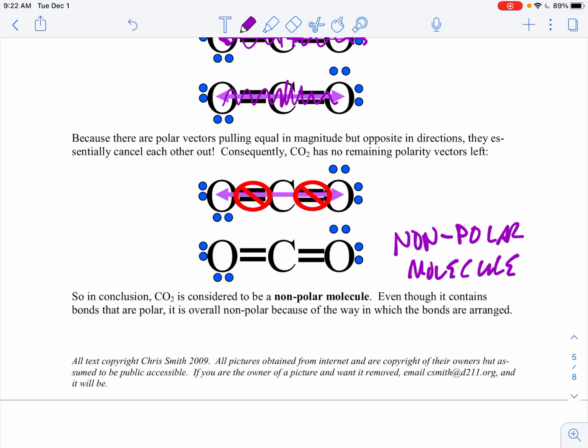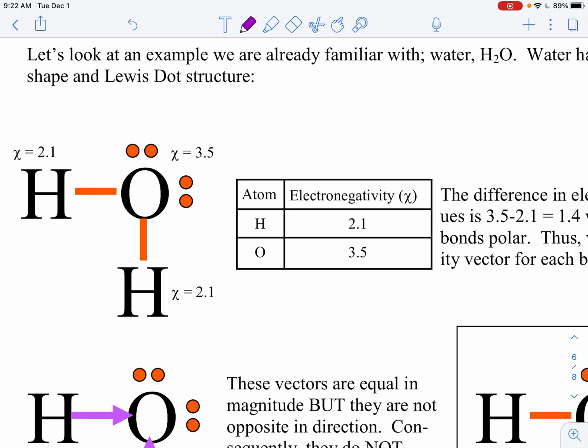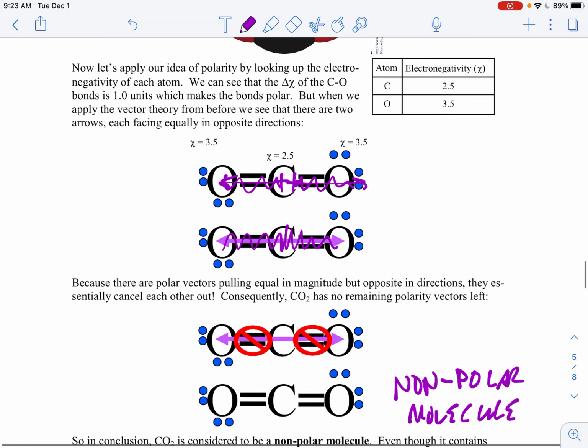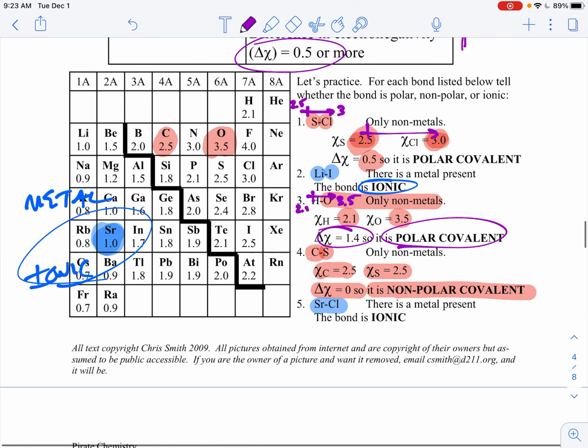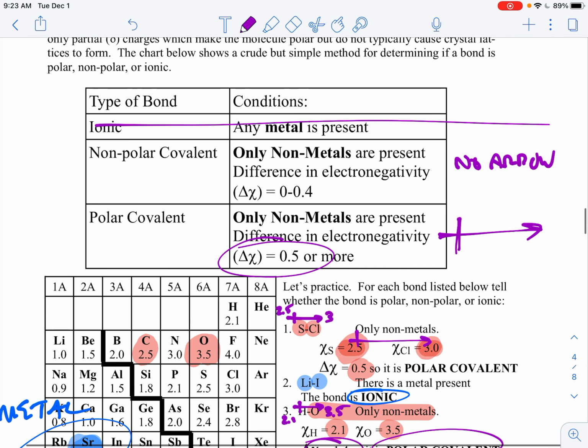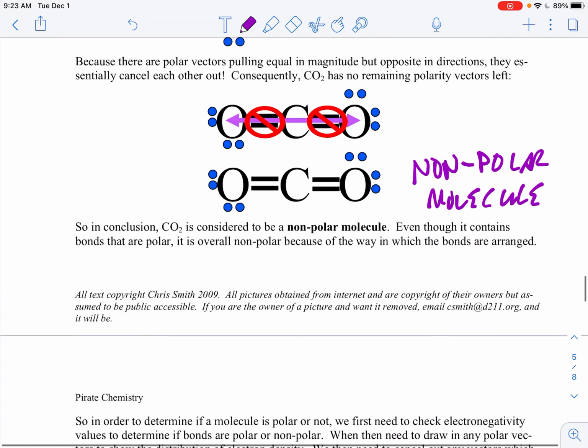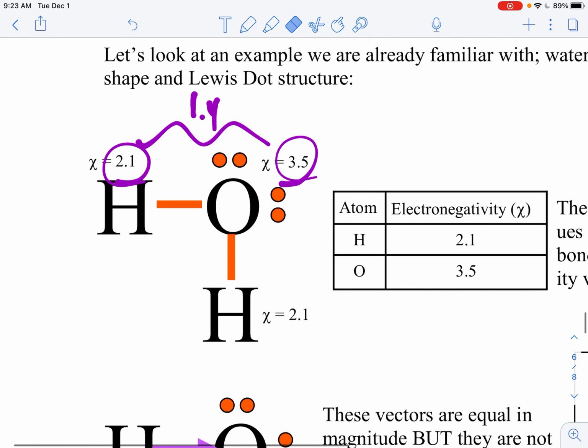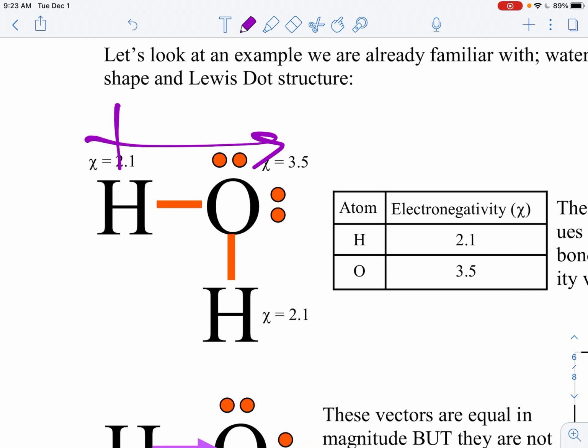Let's check out another example. Here is water. I just went ahead and gave you the Lewis dot structure and looked up the electronegativity values. So I've got 2.1 and 3.5. So the difference between that is 1.4. If it's at least 0.5 or more, you draw in an arrow. So I'm going to go ahead and draw in an arrow for this guy, and that arrow is going to go that way. But I also have an arrow that is this way.